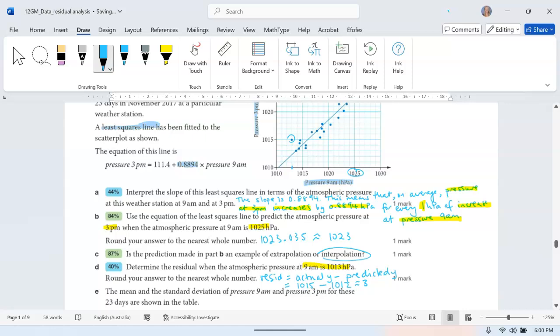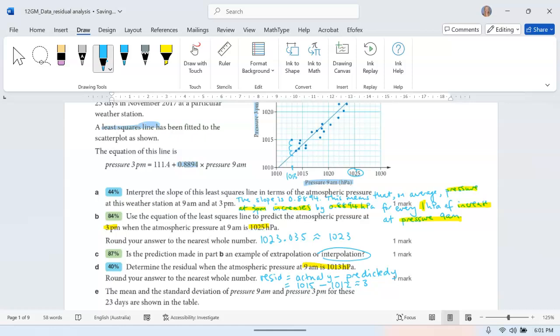The mean and the standard deviation of pressure at 9 a.m. and pressure, so that was 40%. Sorry, let's go back to D. What students may have had trouble with was actually understanding how to read the actual value off the graph, or maybe making an estimation. So we can actually see, here's the 1013. Here's your predicted. We can see it is pretty close to 3.